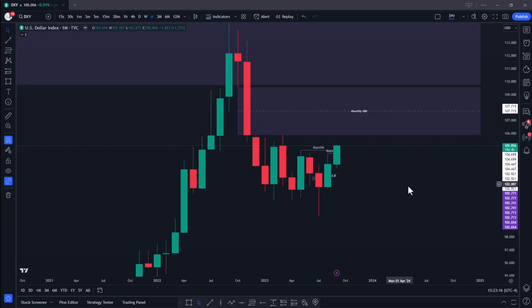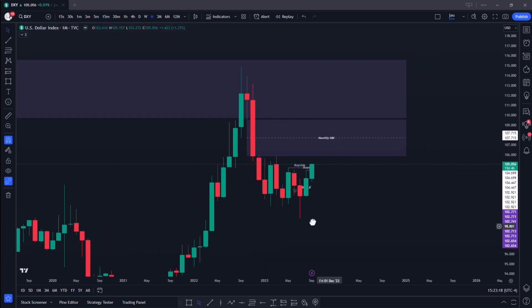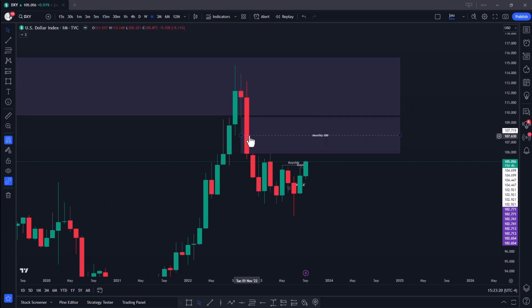Moving on to the monthly chart, of course, we have this sell side imbalance residing here that has been the drawing liquidity for so long for me, and we have the dotted line being the consequent encroachment of the sell side imbalance. So of course, as we know, price rejected from this buy side imbalance, this BC.